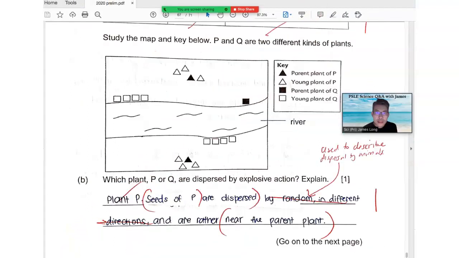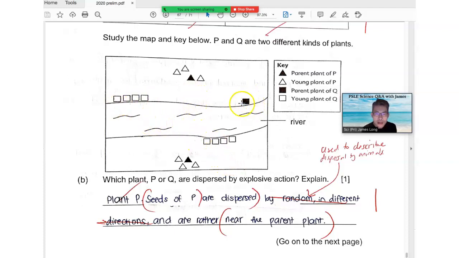Look at this map and the key below. P and Q are two different kinds of plants. Again, we talk about diagrams and key. You have to look at all these to identify what each of these symbols represent. Black triangle, parent plant of P. White triangle, young plant of P. Black square, parent plant of Q. White square, young plant of Q. And then observe where they land.